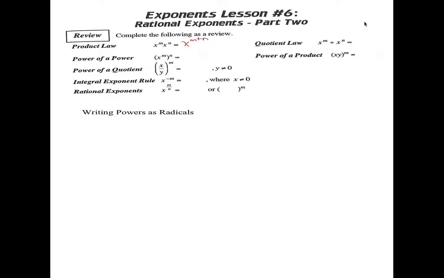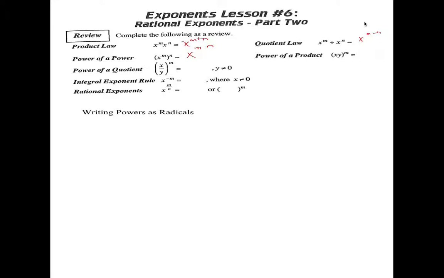The quotient law states that when dividing, we are going to subtract our exponents. So it would be x as my base, to the m minus n. The power of a power law states that when you are combining them, you would multiply the exponents, where it would be m times n.